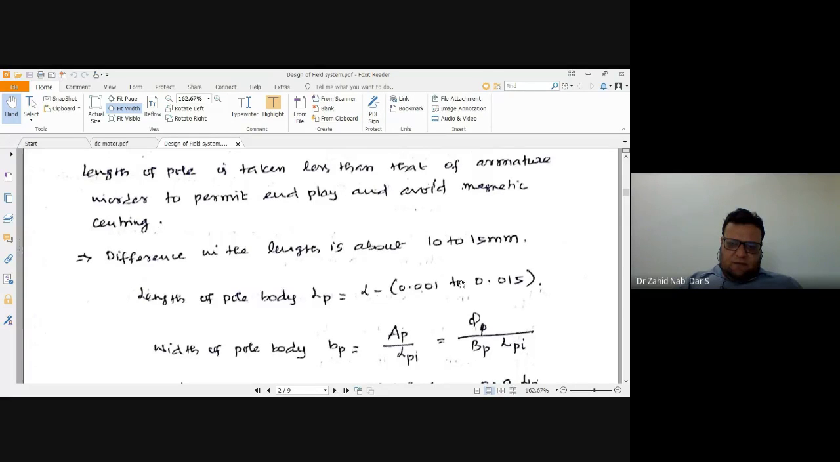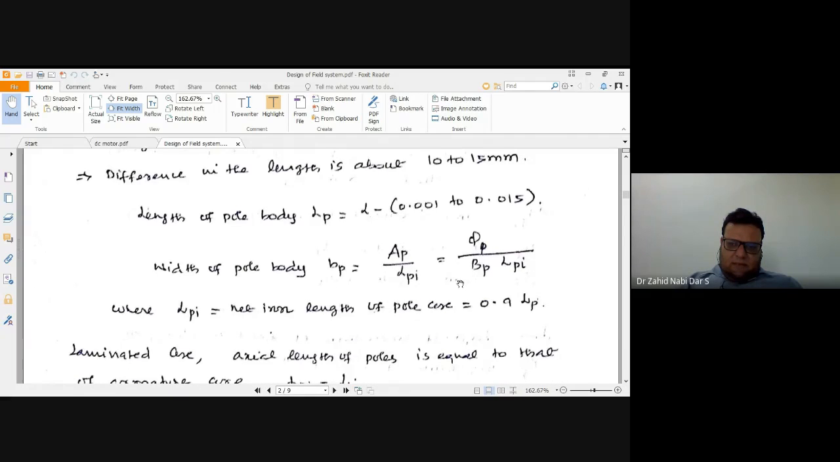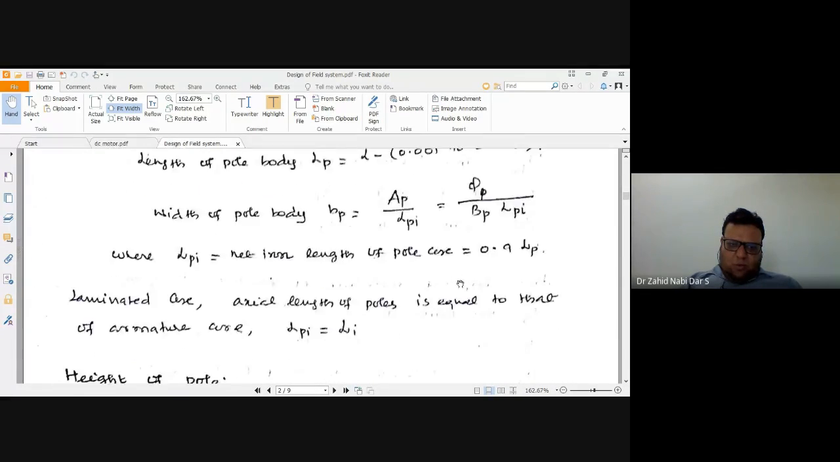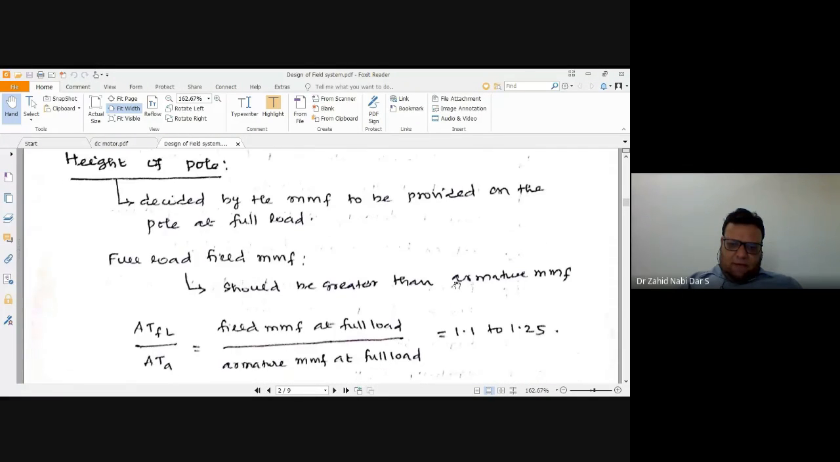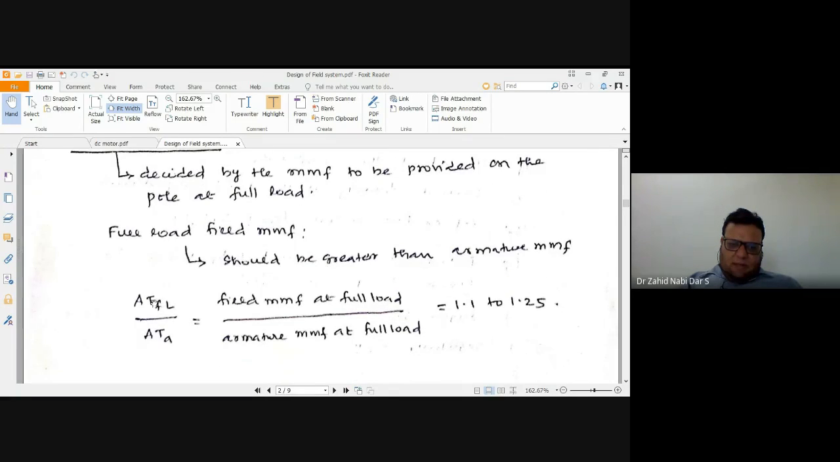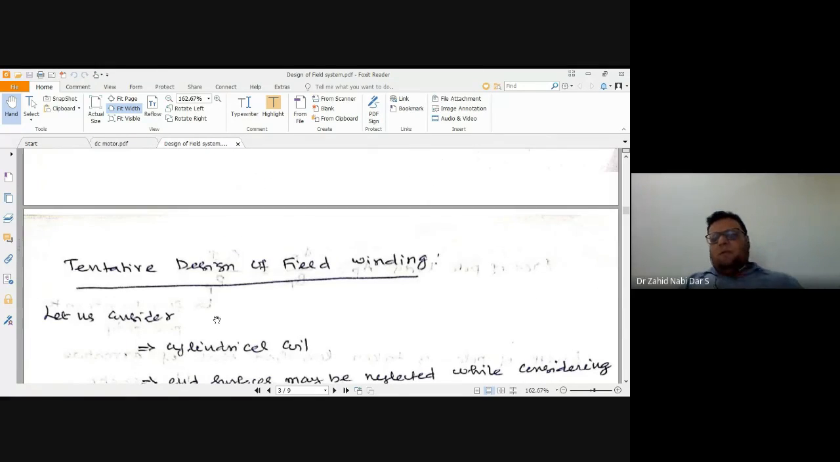So the difference in the length we should keep between 10 to 15 millimeter, wherein the length of the pole body is given as the main length minus 0.1% to 1.5%, and the width of the pole body is accordingly given. Now the height of the pole is length into breadth. This height of the pole is decided by the MMF to be provided on the pole at full load. So the full load field MMF should be greater than the armature MMF. The ratio of ampere turns at full load to ampere turns at armature full load happens to be around 1.1 to 1.25. So how do we go about the design?